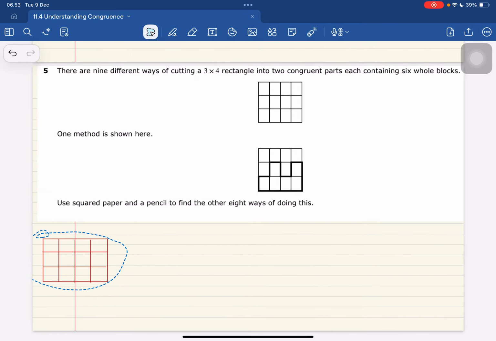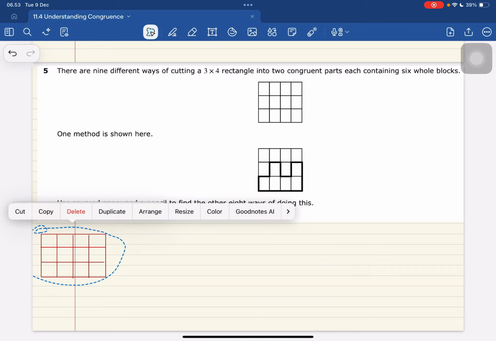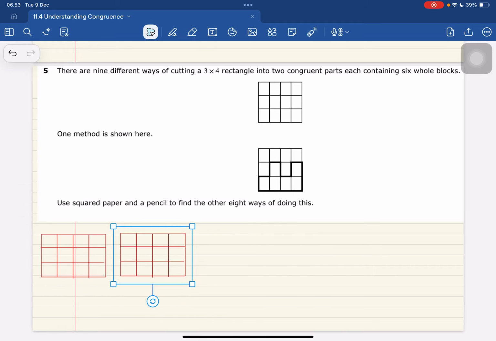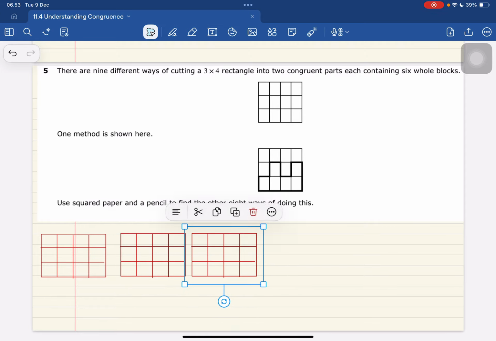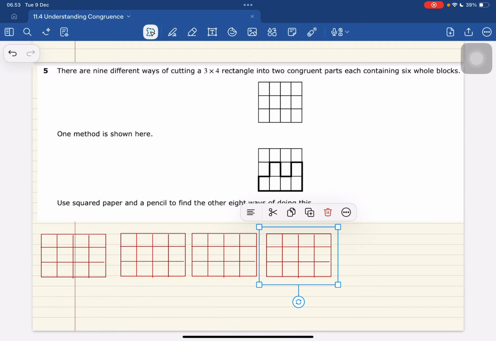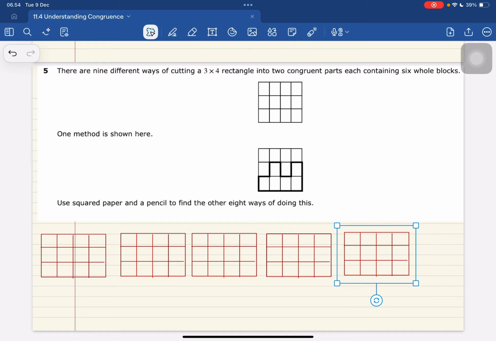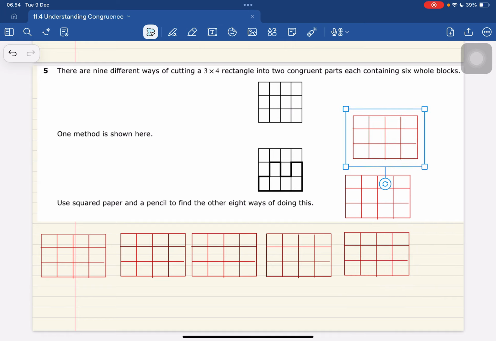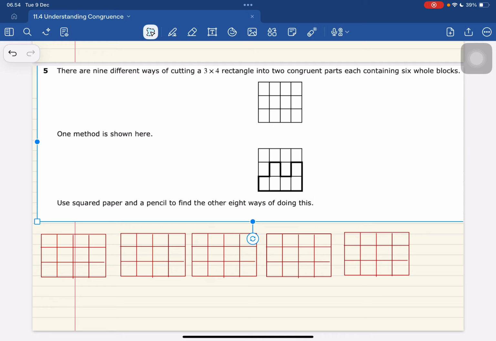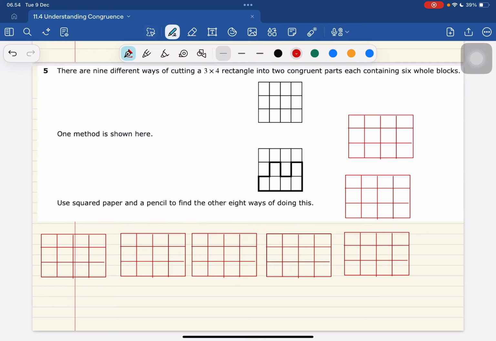So this is 1 here, 2, 3, 4, 5, you can make it 6, 7, and this is 8. Okay, let's proceed with the first one. To make it congruent or equal, let's make it here. We can cut like this.